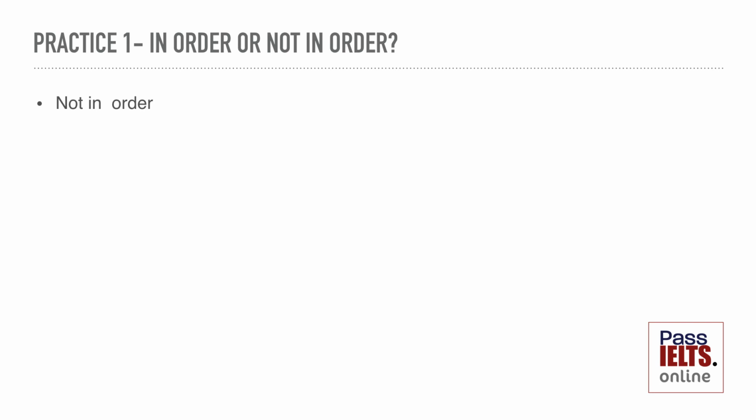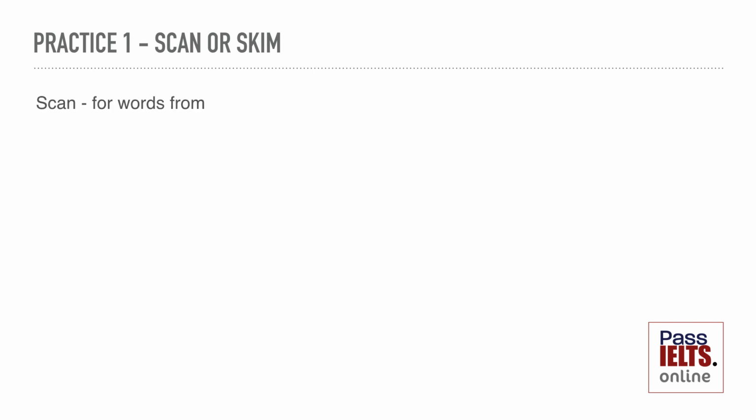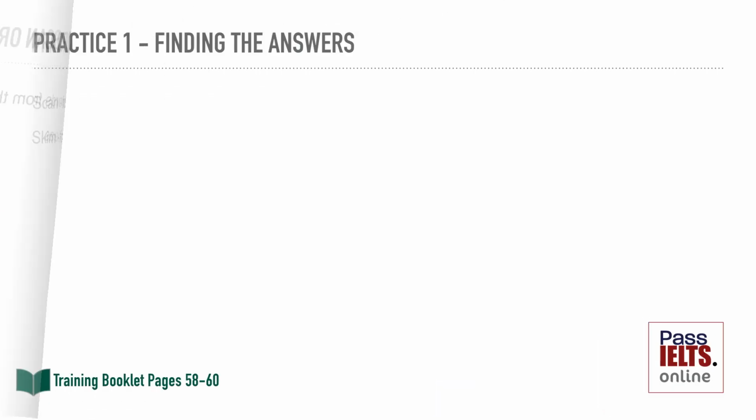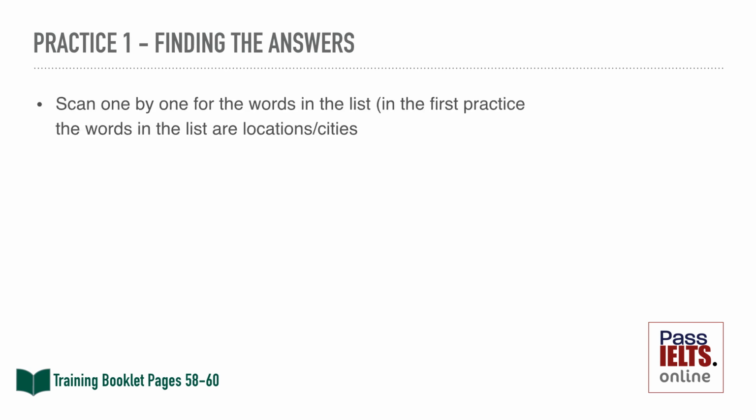The questions in this type are not in order, so you have to start reading from the beginning of the passage. You need to scan for the words in the list first of all, which you should then underline or circle, and then you can skim for the ideas around those words. This is how to find the answers. So you scan one by one for the words in the list. In the first practice, the words in the list are locations and cities. So let's start with that.